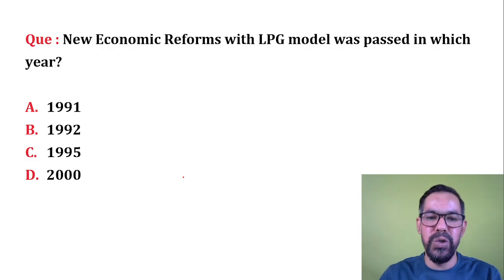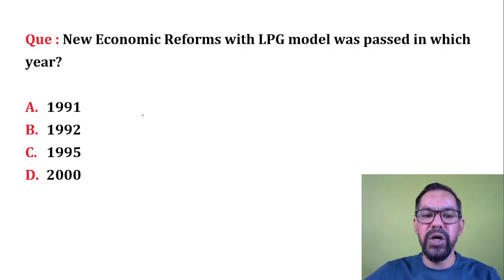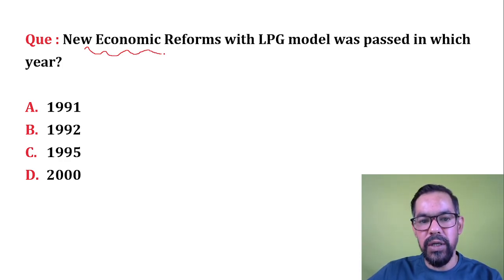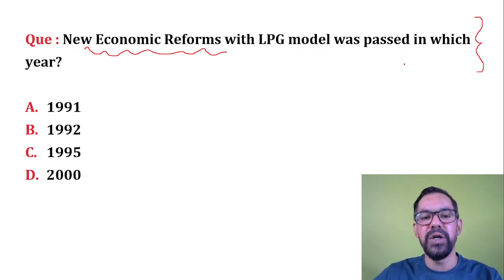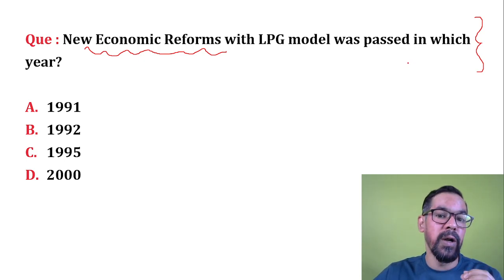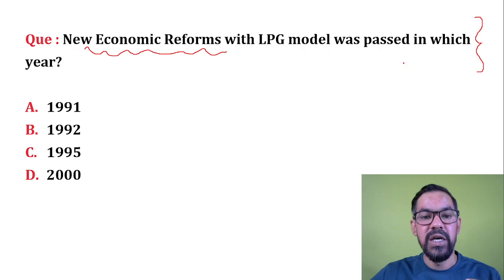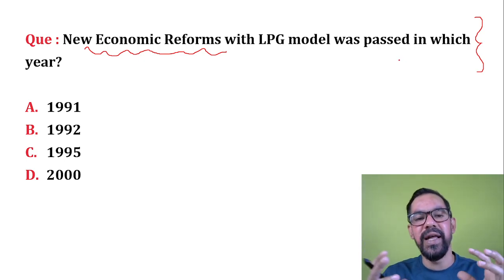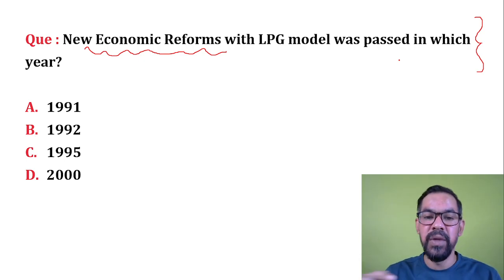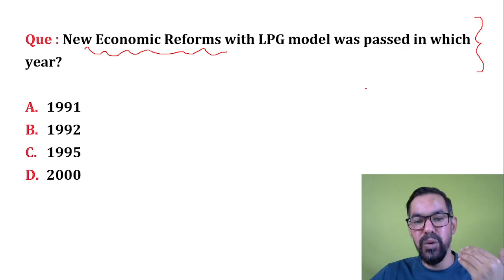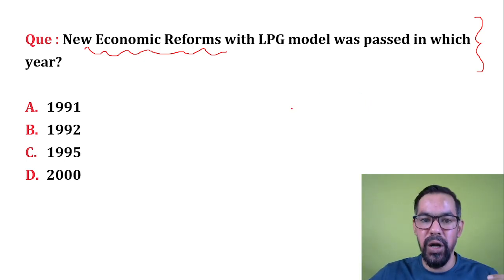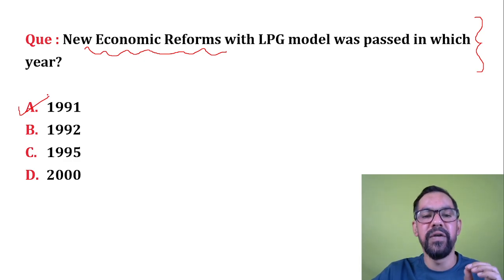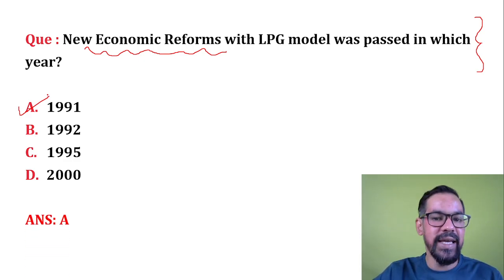We will start with the first question on your screen. The new economic reforms with the LPG model, that is liberalization, privatization and globalization, was passed in which of the following years? New economic reforms is one of the major reforms in the Indian economy. In the 1990s, the Indian economy was facing so many issues. At that time we had only 1 billion US dollars of reserves. After that, Manmohan Singh was the finance minister and Rao was the prime minister. They opened up the Indian economy with new economic reforms. So this was passed in which year? What will be the correct answer? 1991. So option A is the correct answer for this one.